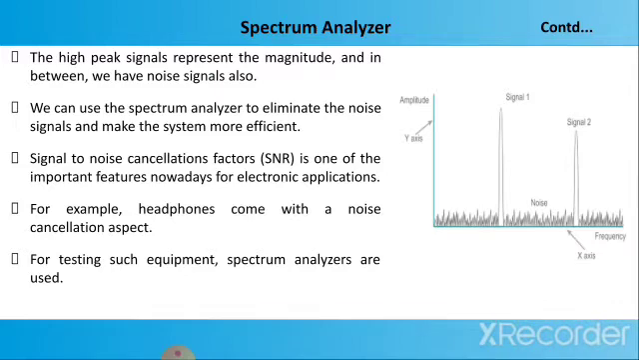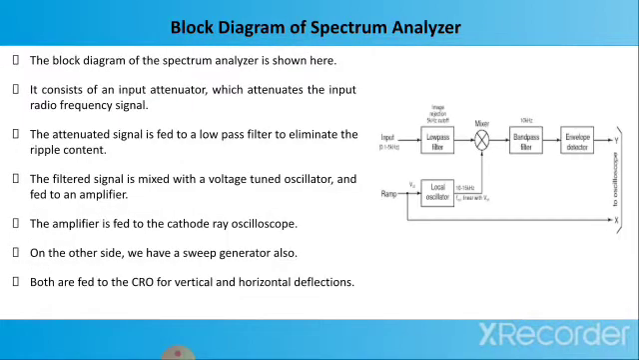Signal to noise ratio, that is SNR, is one of the important features nowadays for electronic applications. For example, headphones come with a noise cancellation aspect. For testing such equipment, spectrum analyzers are used. Now we'll talk about the block diagram of spectrum analyzer.